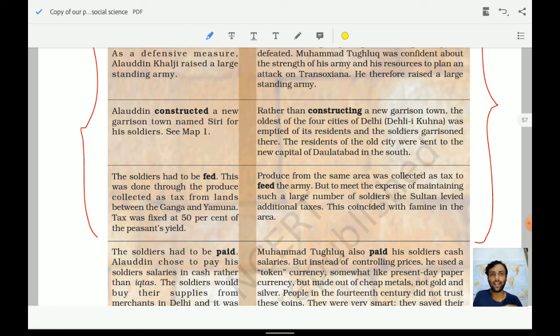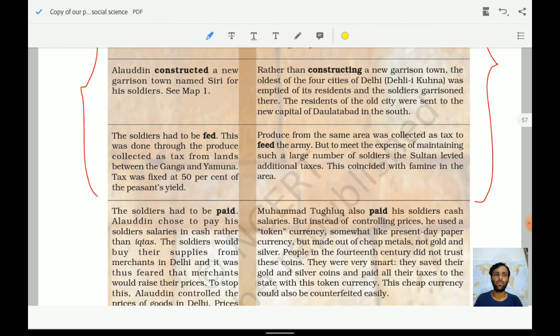So we will understand 4 different experiments done by Muhammad Tughlaq, but all these 4 experiments were almost failures. We will understand the further developments and how these impacted the Indian subcontinent. Rather than constructing a new garrison town, the oldest of the 4 cities of Delhi, Kuhna, was emptied of its residents, and the soldiers were garrisoned there. The residents of the old city were sent to the new capital, Daulatabad, in the south. So Devgiri was renamed Daulatabad, and Tughlaq's purpose was sending the people from Delhi to Devgiri.